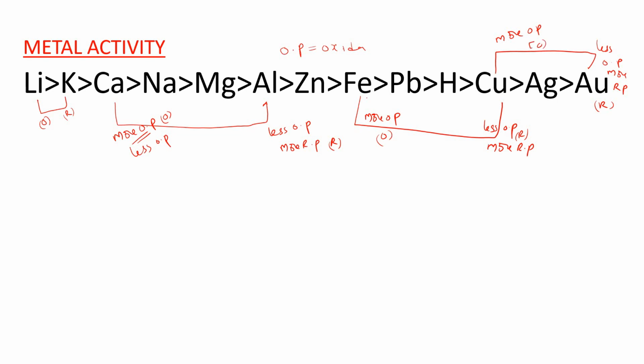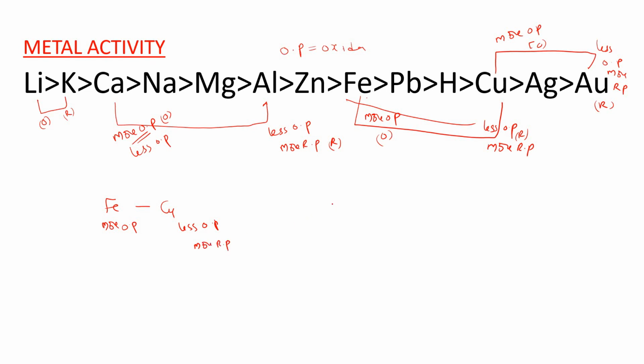I will take one example. What I am doing here is connecting iron and copper. Based upon the oxidation potential order, iron will have more oxidation potential, and copper will have less oxidation potential. This has more reduction potential.